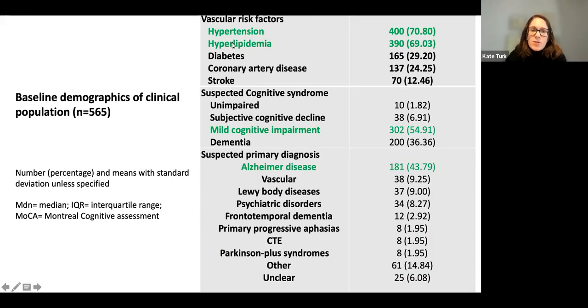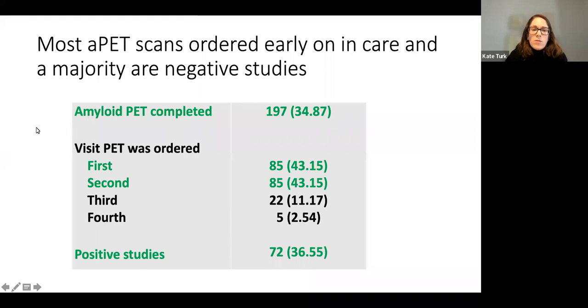And then the vascular risk factors were present to the same degree. Mild cognitive impairment was the suspected cognitive syndrome in over half of cases, and Alzheimer's disease was the suspected primary diagnosis in the majority of patients. So we found that most amyloid PET scans were being ordered early on in care, either after the first or the second visit. And only 36.5% of the studies ordered ended up being positive. So the majority were negative studies.